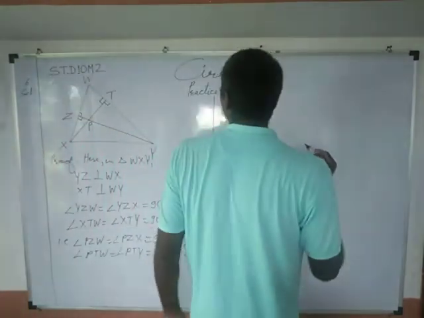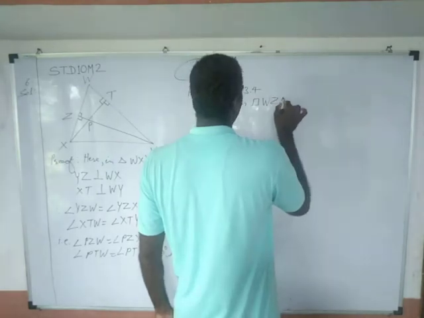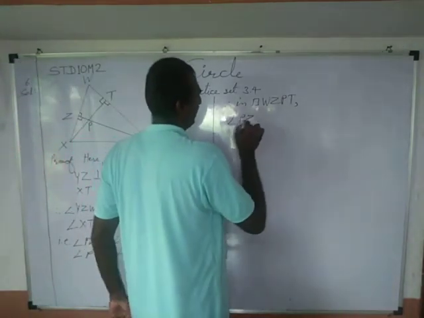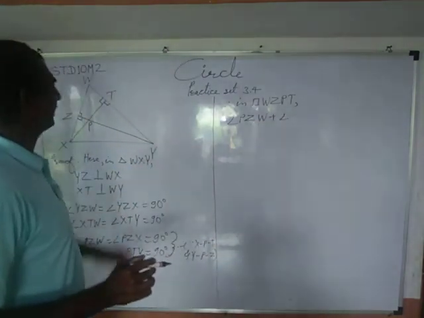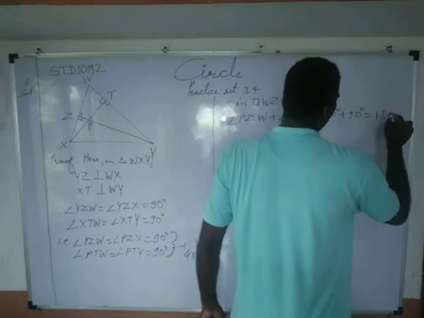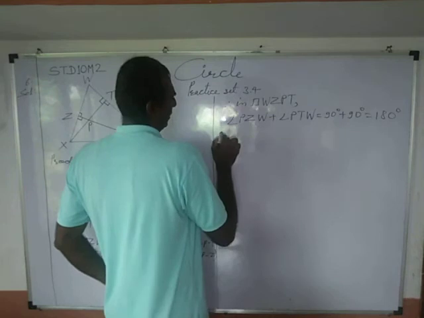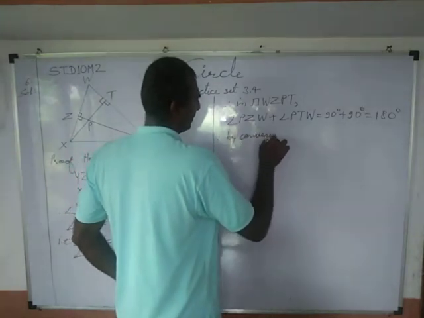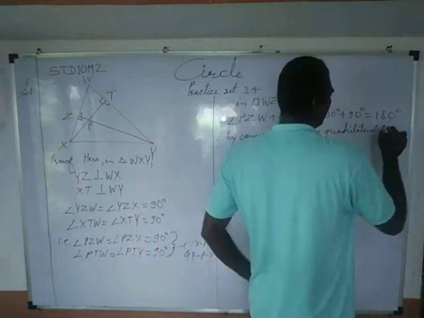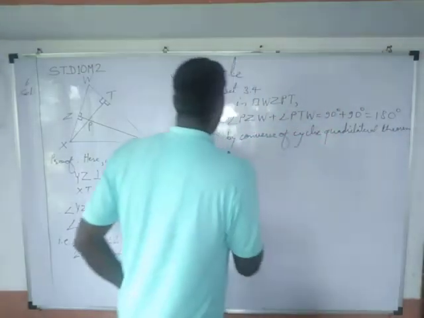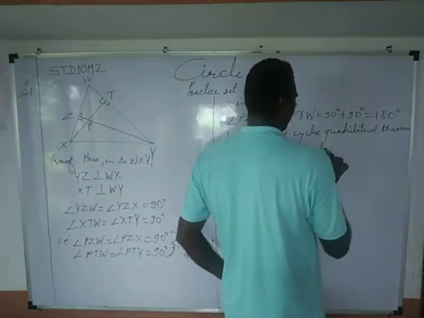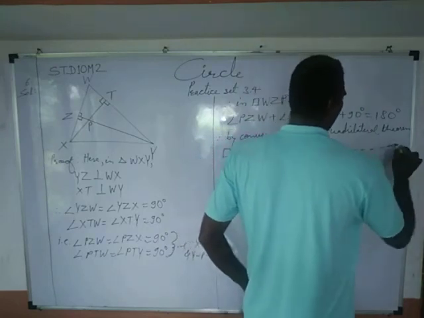Therefore in quadrilateral WZPT, angle PZW plus angle PTW equals 90 degree plus 90 degree equals 180 degree, and therefore by converse of cyclic quadrilateral theorem, quadrilateral WZPT is cyclic. Okay, let's call it number 1.